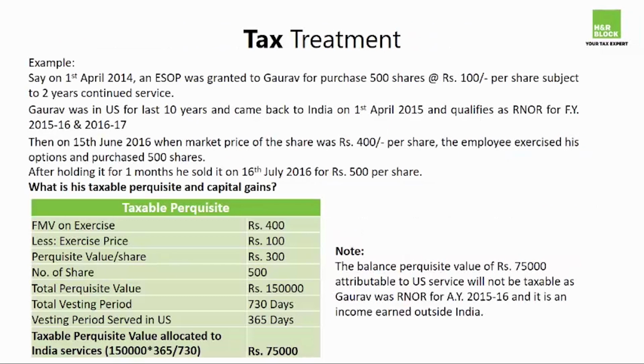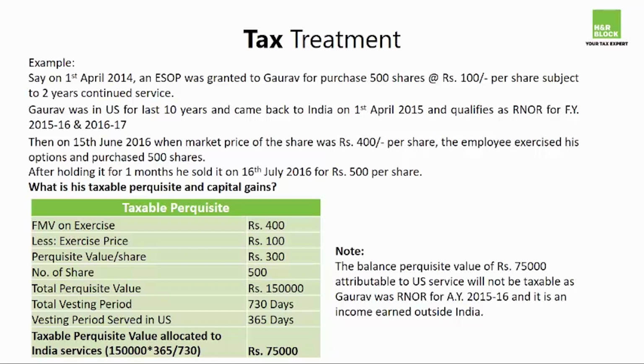Let's take an example to understand this. Say on 1st April 2014, an ESOP was granted to Gaurav. So we are continuing with the earlier example where Gaurav was granted 500 shares at rupees 100. So the exercise price was 100. And Gaurav was in the US for the last 10 years. He came back to India on 1st April 2015 and qualifies as RNOR for financial years 15-16 and 16-17. Here he qualifies as a resident but not ordinarily resident for both the years.